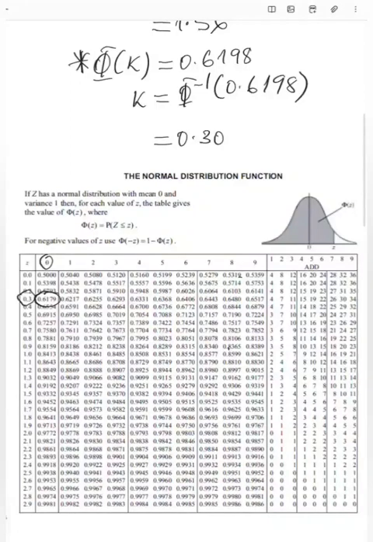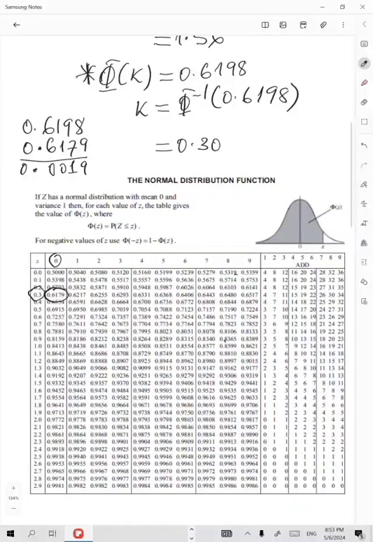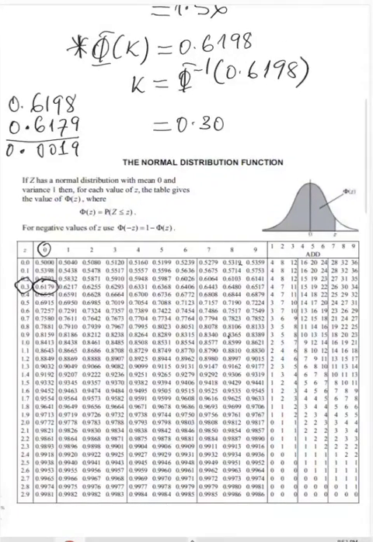So I take 0.6198, the probability value that I was seeking to find the Z score for, and I subtract the one that is closest to it but less, which I've had as 0.6179, and upon subtraction I get 0.0019. So that is the difference between my target probability value and the one which is closest to it but less.